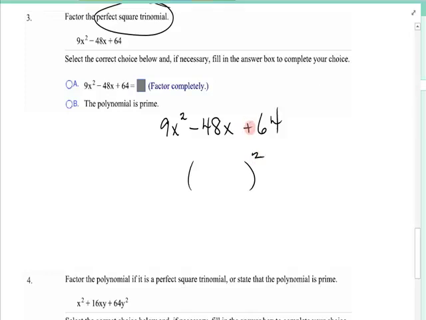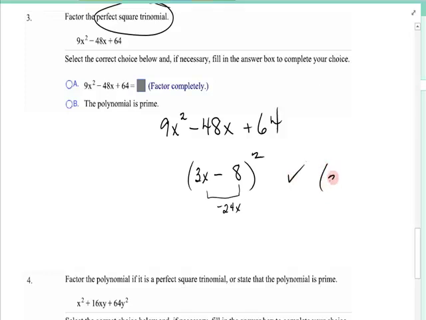Remember, when the last sign is positive, both signs have to match the middle, so they both have to be negative. The square root of 9x squared is 3x. The square root of 64 is 8. Let's see if we have it. Check the middle. Multiply those for negative 24x. Double it, negative 48x. We've got it.